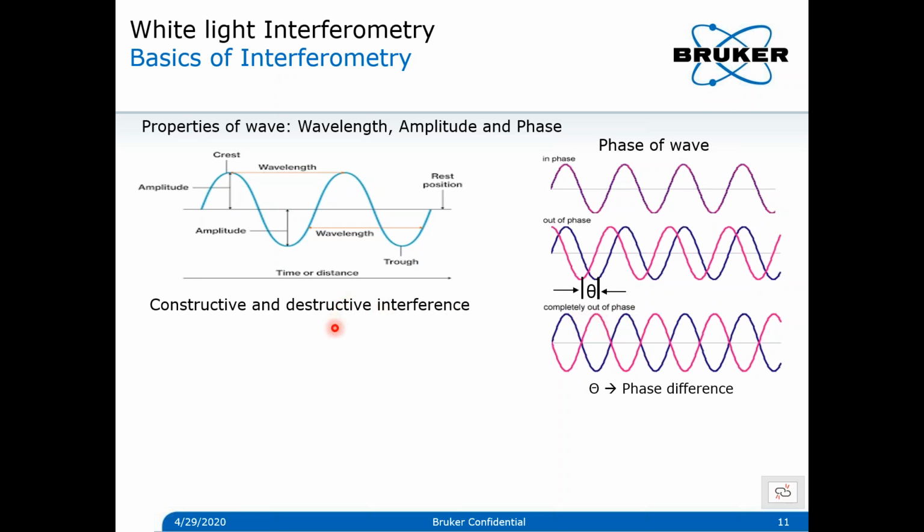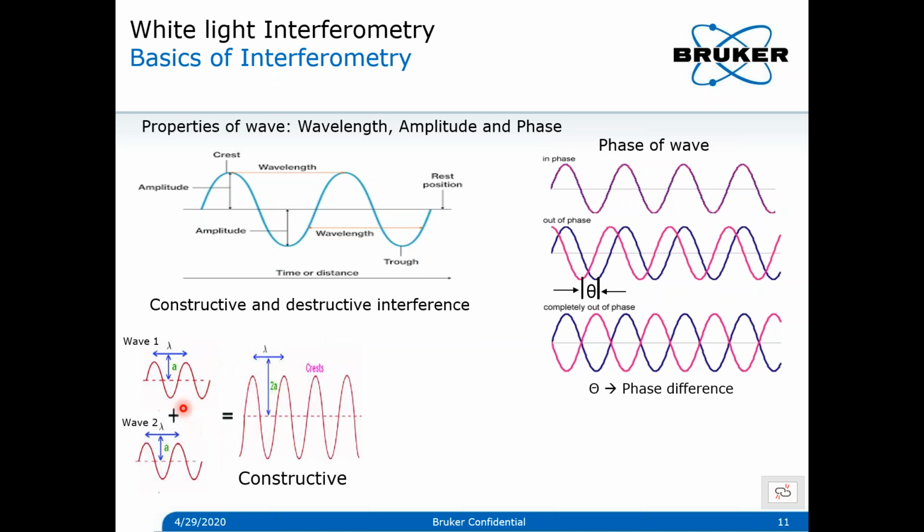You can do a constructive and destructive interference. That means you can add them or do a subtraction, kind of. So let's take wave 1 and then put a wave 2. And if you orient them in such a way that the crest of one of them matches with the crest of the second one, you will typically get a constructive interference.